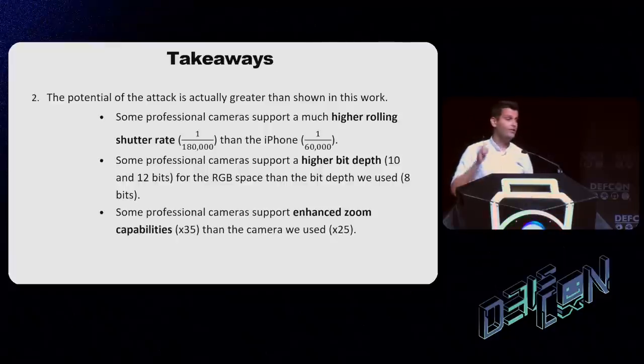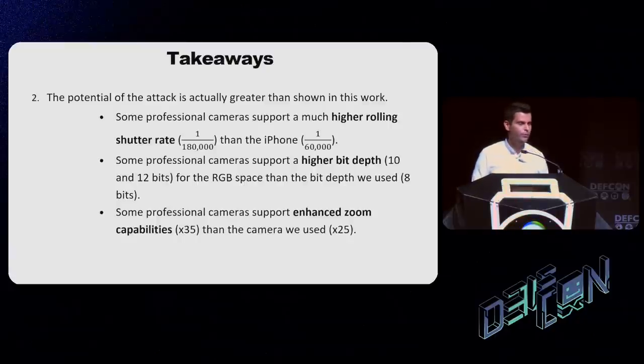Moreover, the potential of the attack is actually much greater than we showed you in this work, okay? We focused on what we considered ubiquitous cameras, okay? Not professional cameras. We used security cameras and smartphone video cameras in order to recover the secret keys. Attackers, in reality, can use professional video cameras that will provide a higher rolling shutter rate, a higher bit depth, and enhanced zoom capabilities, and by doing so, they probably will be able to recover secret keys from a wider range of devices, from probably even a greater distance.